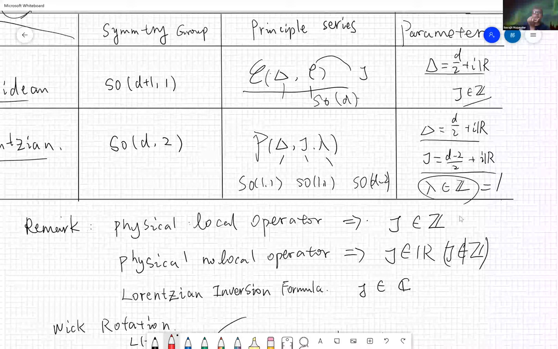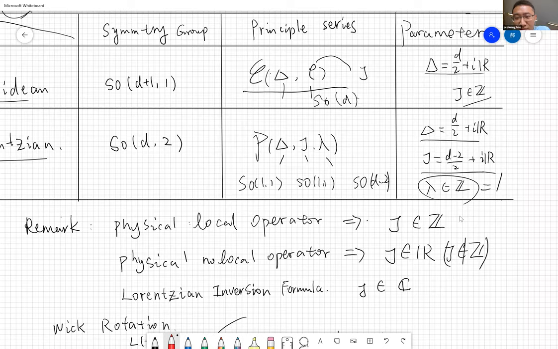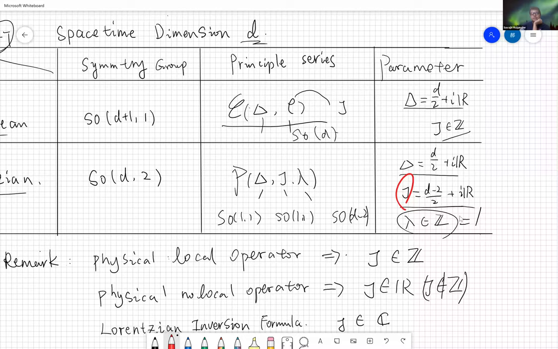You mean... or, yes, or even lambda here. So it should be labeling the SO(D-2), right? So it should be some sort of representation label for SO(D-2). So that should be an integer, but... No, I'm not talking about J, sorry. I'm talking about lambda.